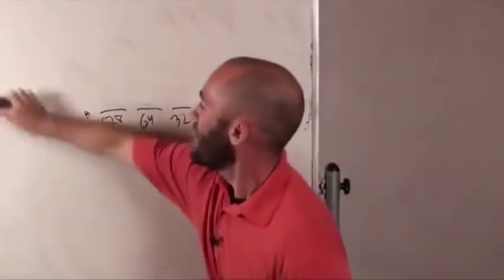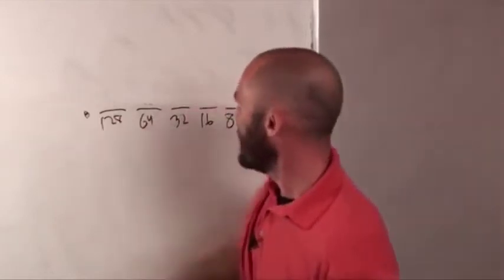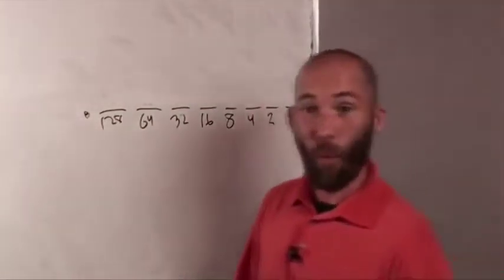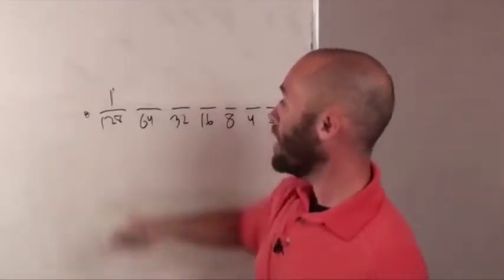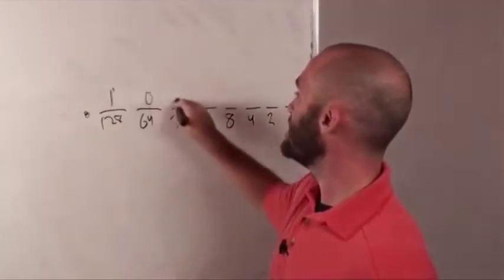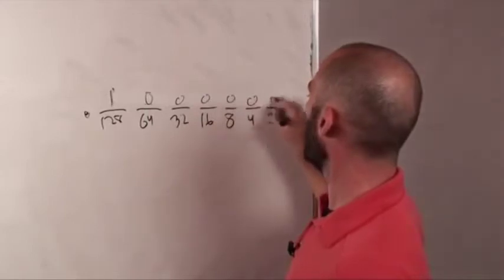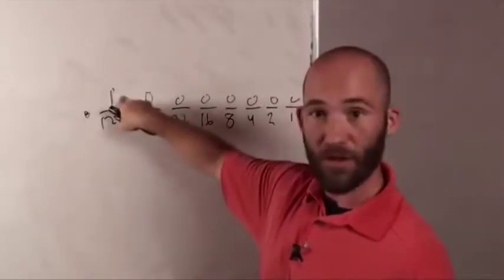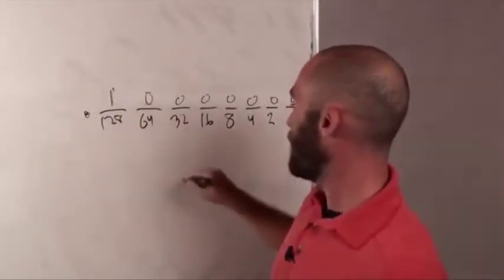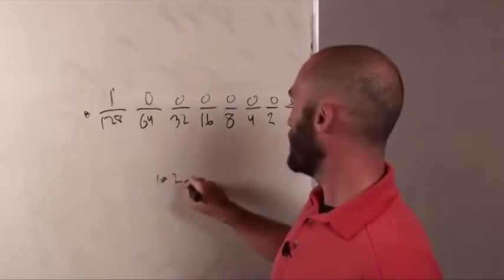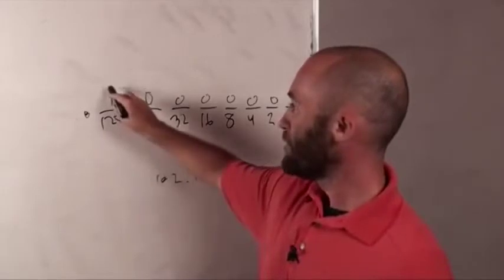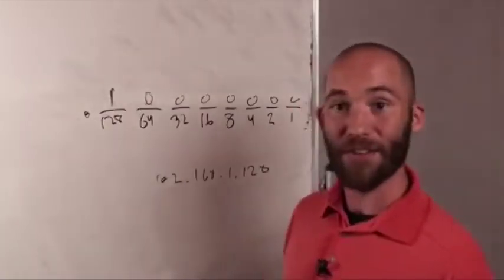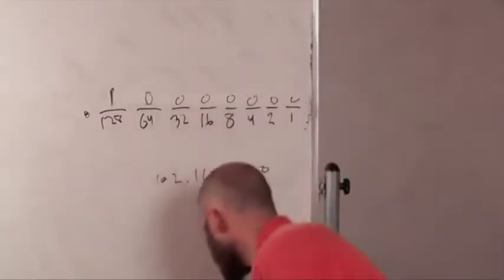So if you are trying to get, let's say, an IP address of 128, what you would do is put a 1 over the 128 and then a 0 over everything else. So this means count 128. So if I want 192.168.1.128, you would just put 1 bit as true over 128.